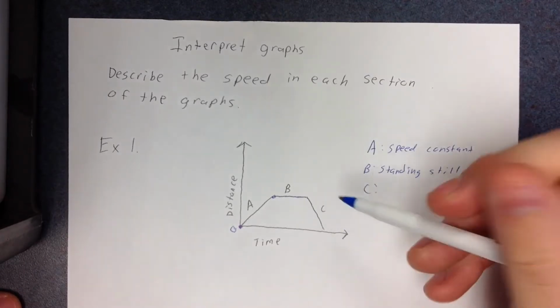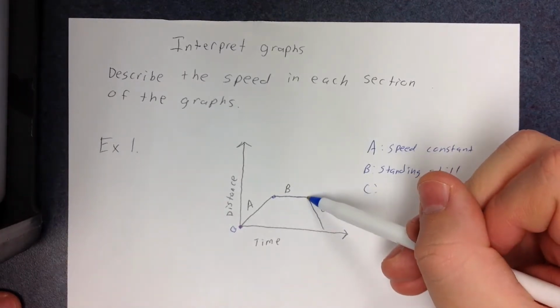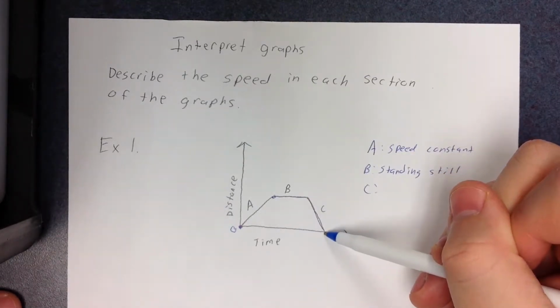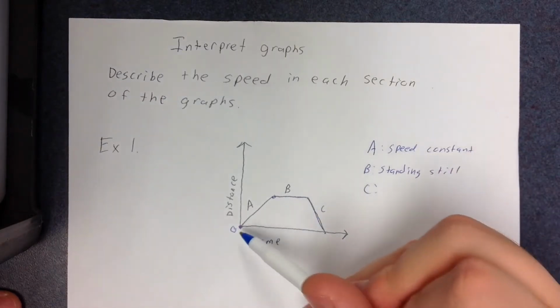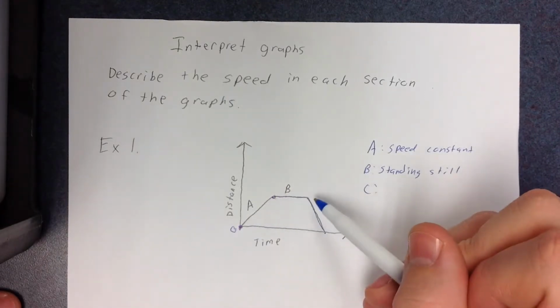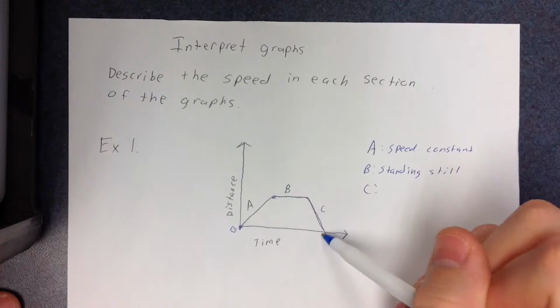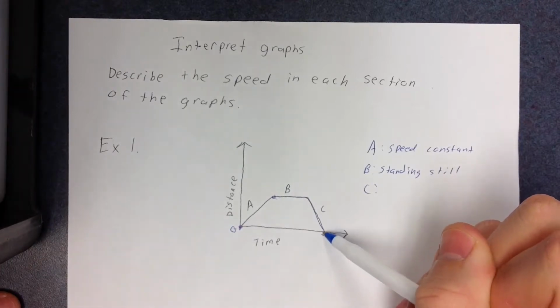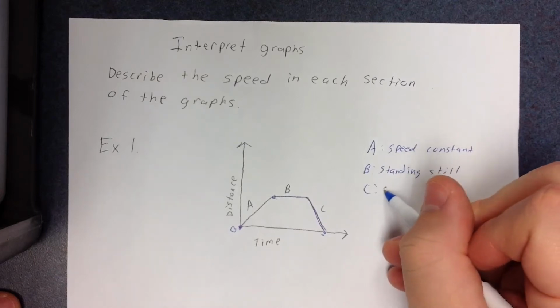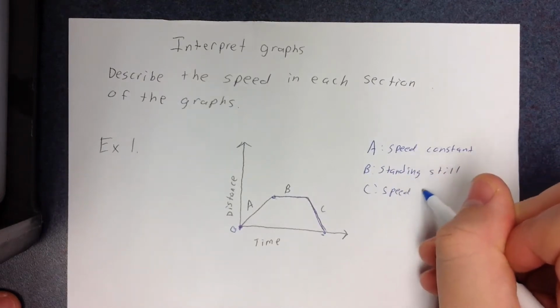Now, from B to the bottom here, a lot of people misinterpret that and say it's decreasing. The speed is not necessarily decreasing here. All it's saying is this person started at 0, walked a little bit, rested, and then went back to the starting point, because this goes back down to 0. So on section C, it's also the speed is constant.